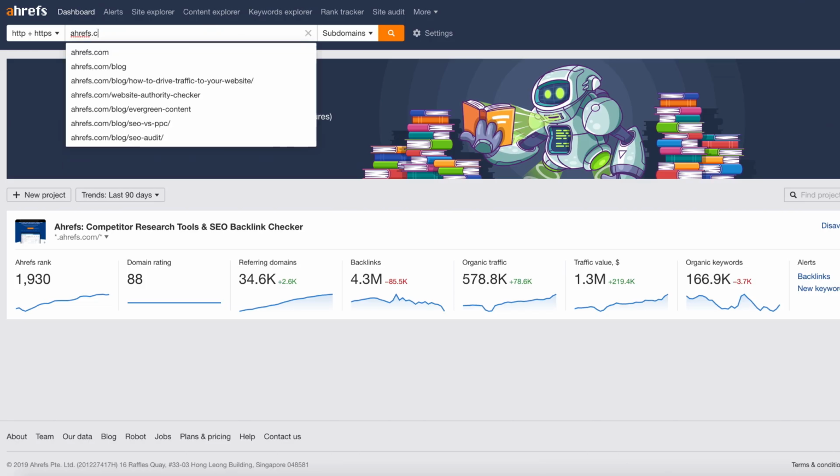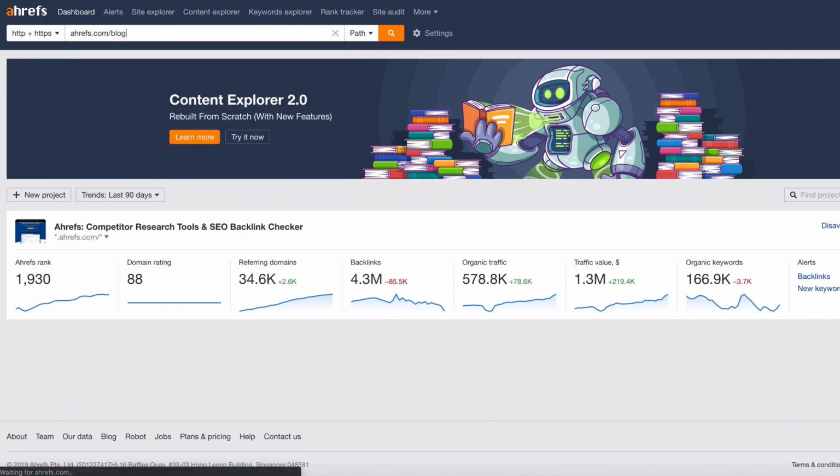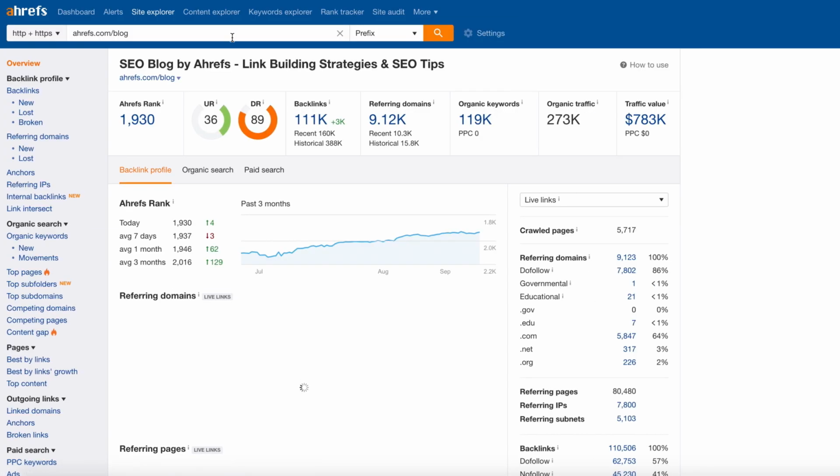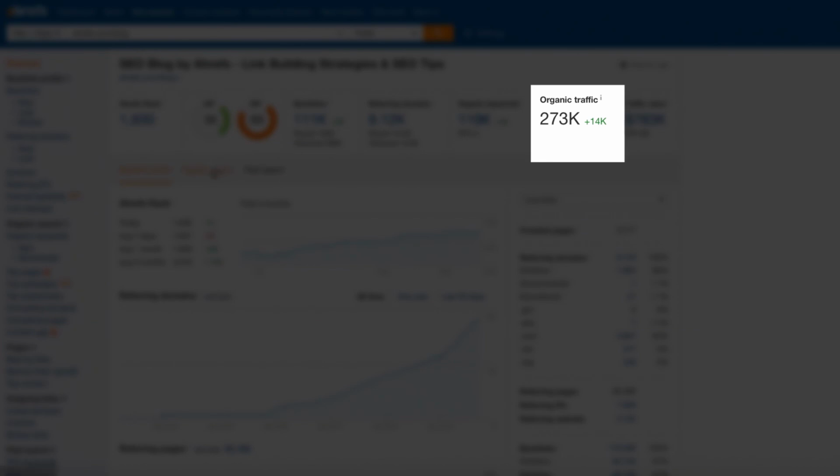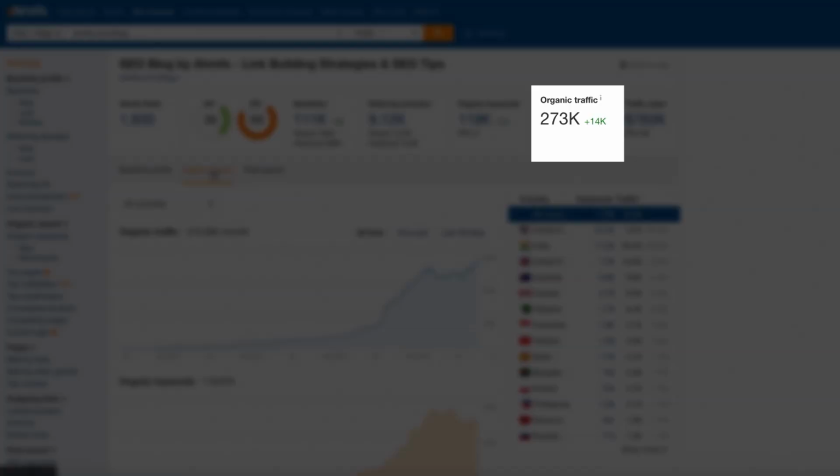So in the past few years we did a pretty decent job with our blog. If you put our blog URL into Ahrefs and look at the organic search traffic that we're getting, this year we actually reached a checkpoint. We crossed 250,000 page views from Google alone, so this is quite an achievement.